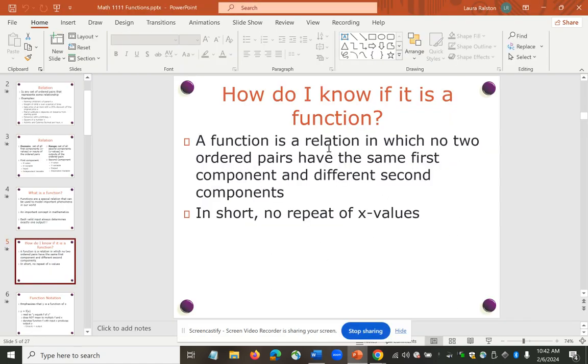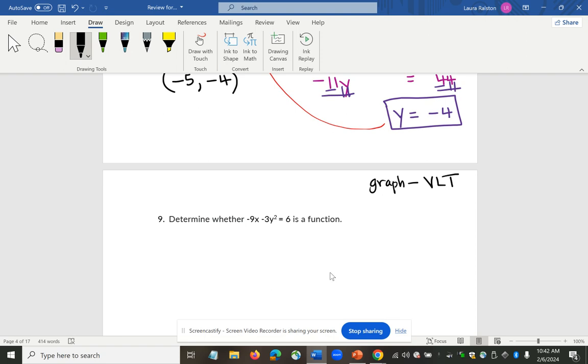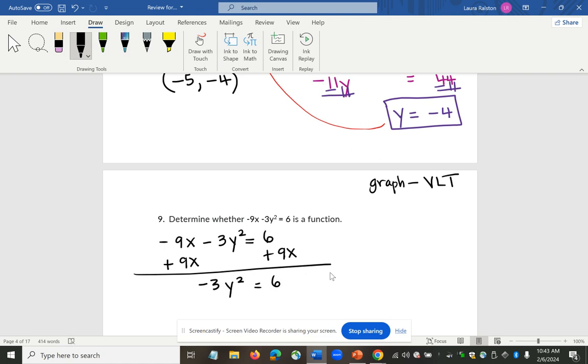A function is a relation in which no two ordered pairs have the same first component and different second components. You have no repeat of the x values. So if I'm going to solve this for y, I would add 9x to either side. So I have negative 3y squared equals 6 plus 9x.